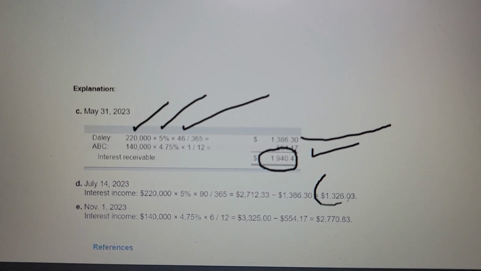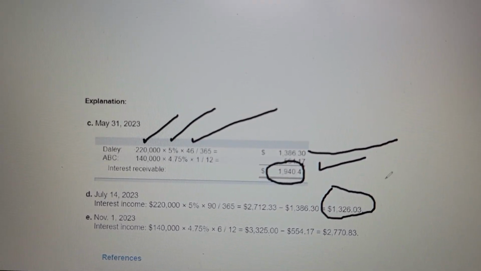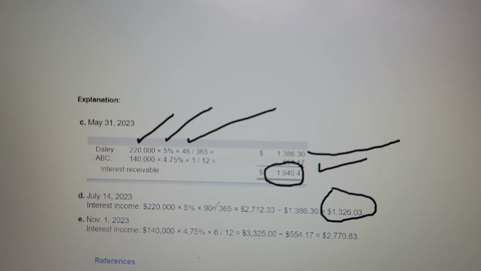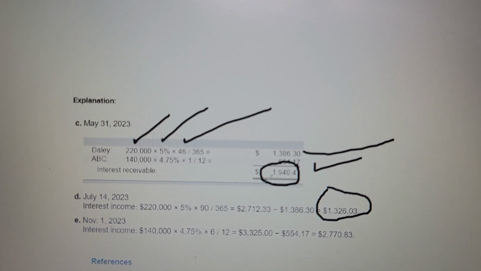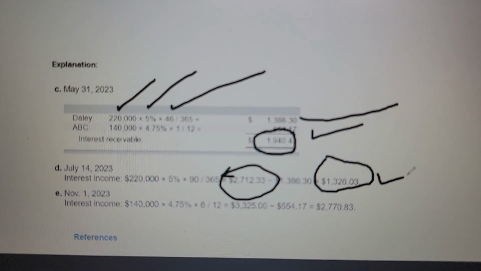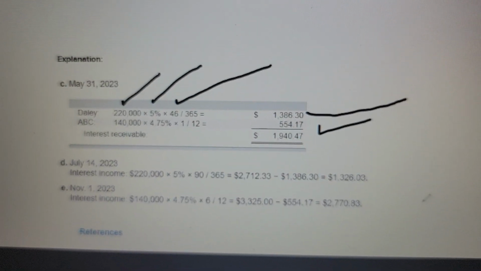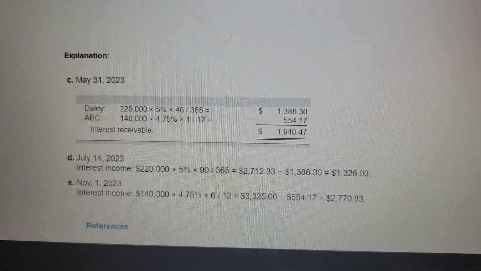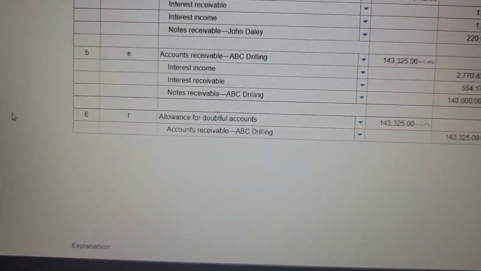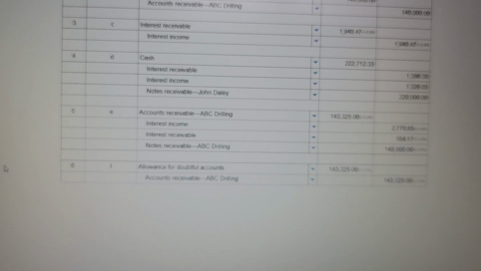And in calculating the interest, I have to do it only for the remaining days, right? So I subtract the interest calculated before, and then I got this, same thing in here. The last two entries are the same as we did. It's just getting the cash for it or collecting it or whatever it is.